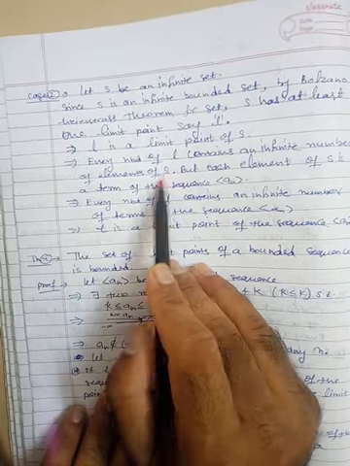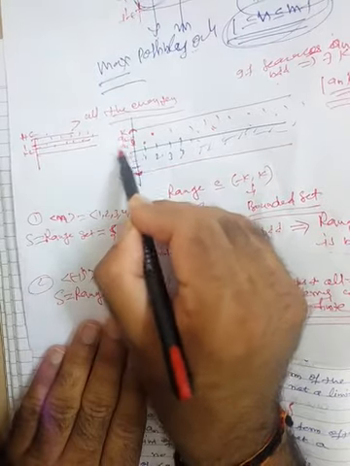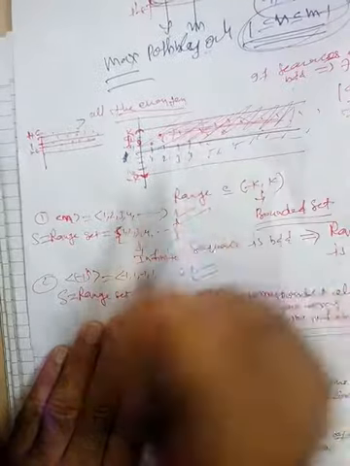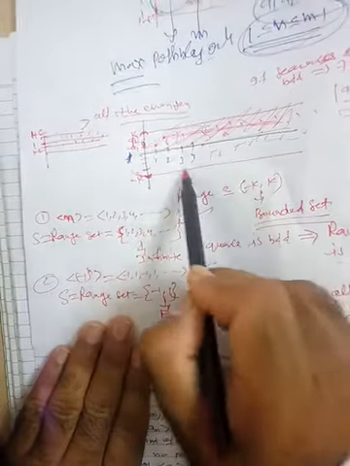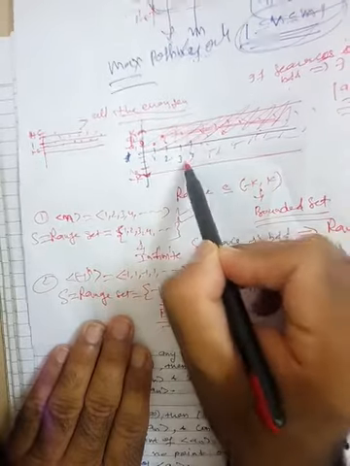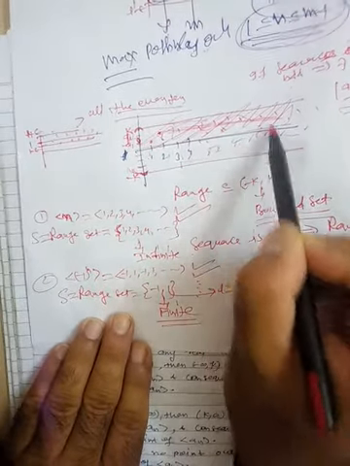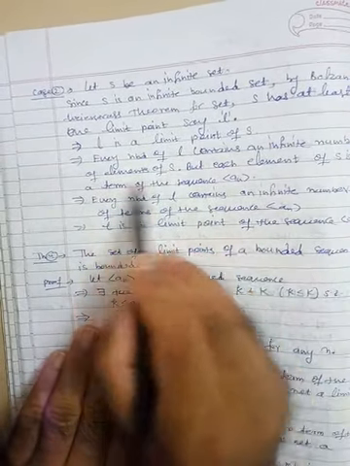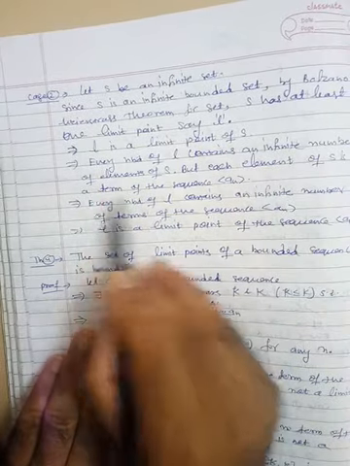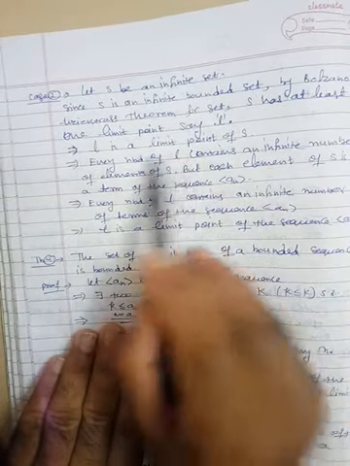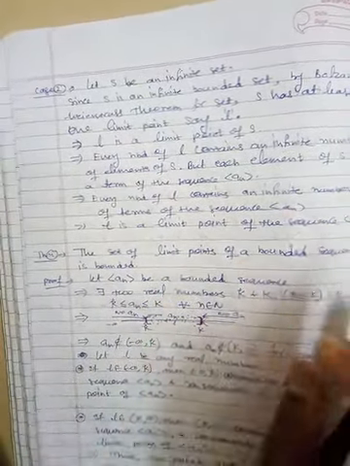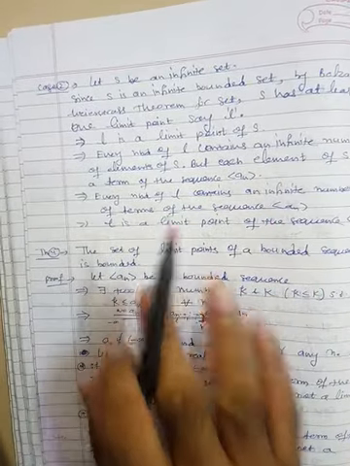Fine. But every element of S is nothing but a term of the sequence, because every element corresponds to a term of the sequence. That's why every neighborhood of L contains infinitely many elements of S, but each element of S is nothing but a term of the sequence. That's why every neighborhood of L contains infinitely many terms of the sequence, and that's why L is a limit point of the sequence. Fine. So this is the proof of this theorem.